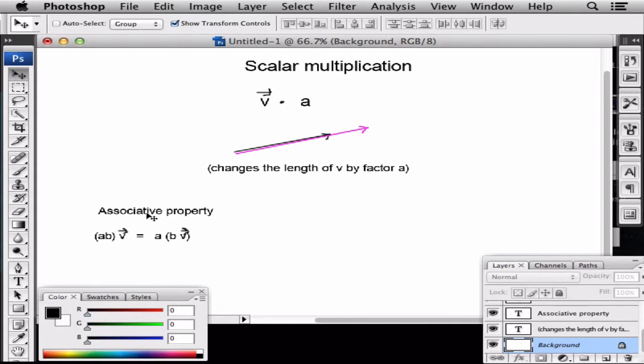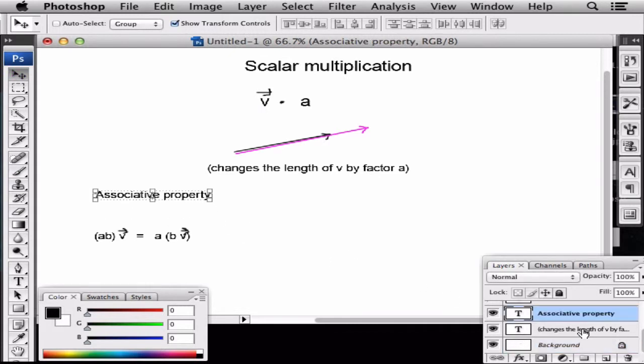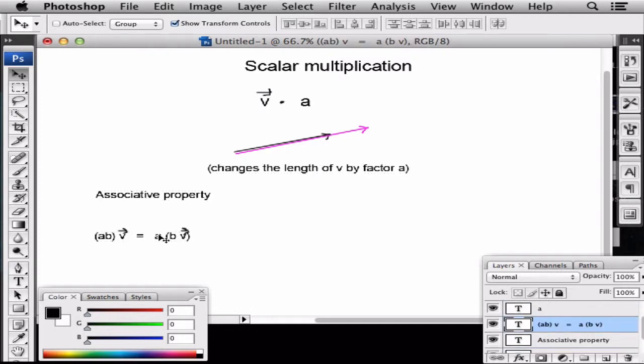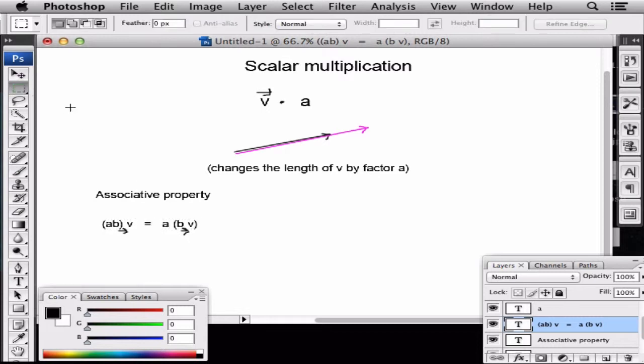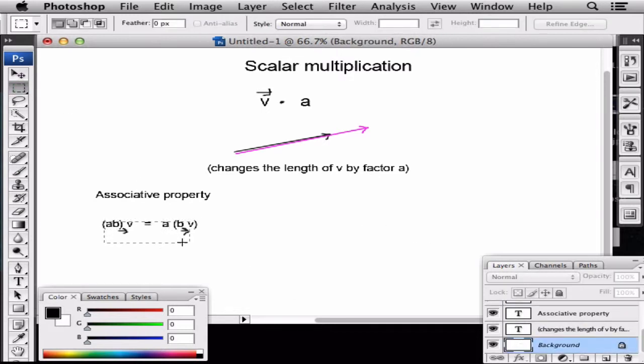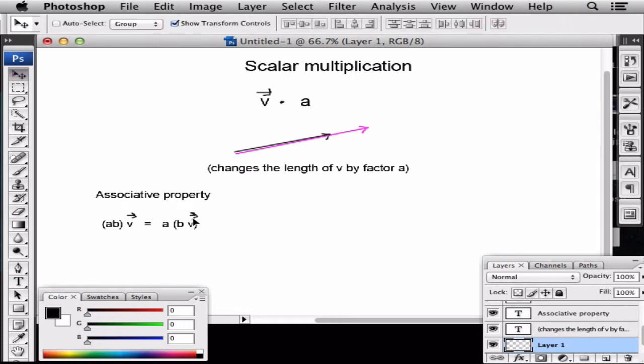I have to move this a little bit to get room for everything. Move the arrows in a minute. There, okay.